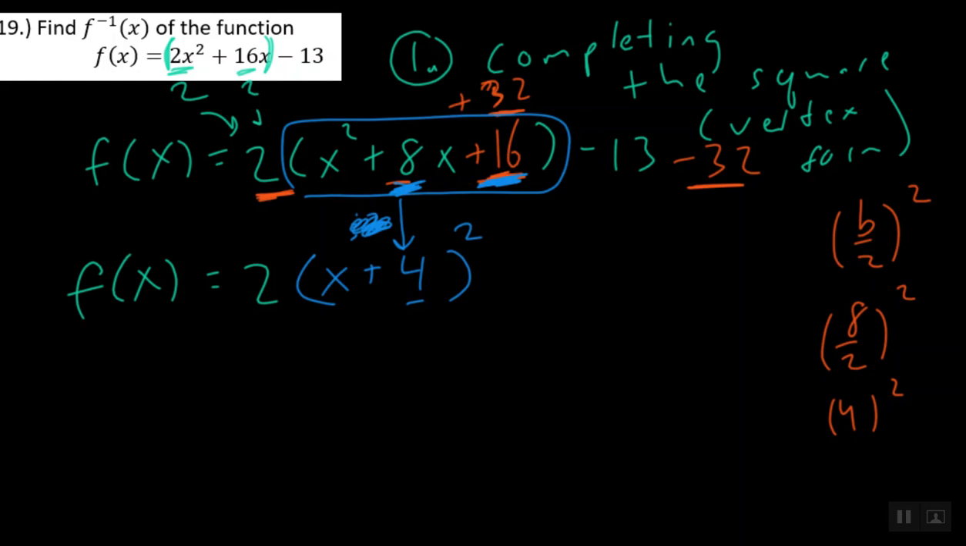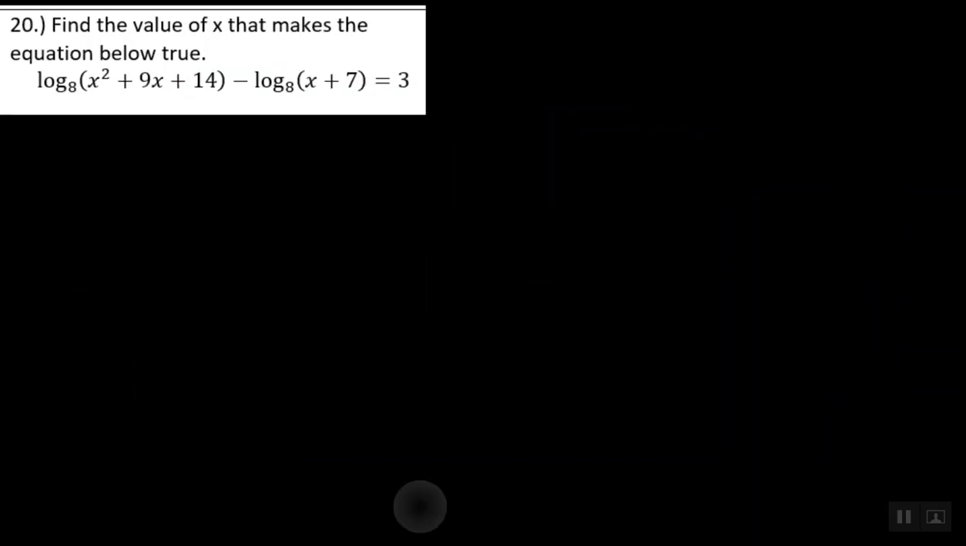Okay, on the outside, we have negative 13 and negative 32, which appears to be negative 45. And so it's from here that you'll need to take this and find f inverse of x. I will leave you to finish the problem at the very end. Alright, let's move on to problem 20.